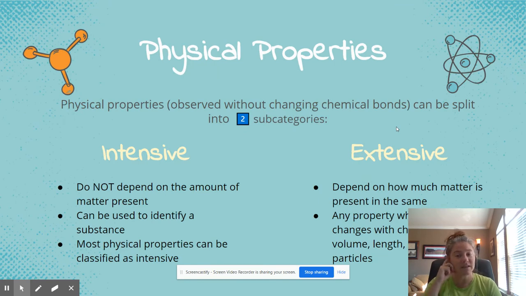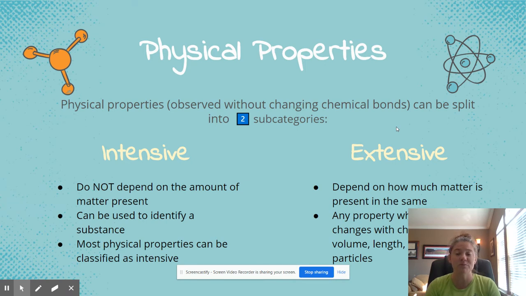Physical properties can be split into two subcategories, intensive and extensive. Intensive properties do not depend on the amount of matter present, which means it doesn't matter if I have 5 grams of ice or 500 grams of ice. This property will stay the same about ice. It can be used to identify a substance. Most physical properties can be classified as intensive.